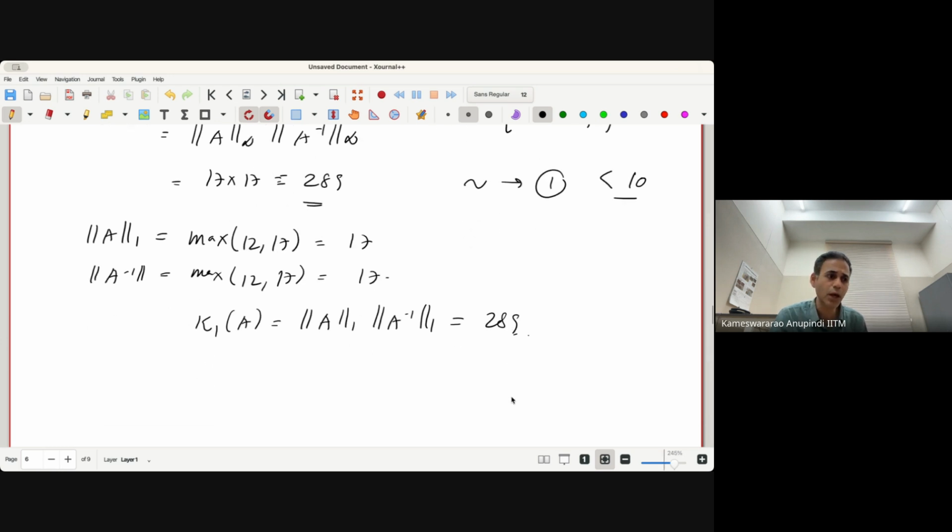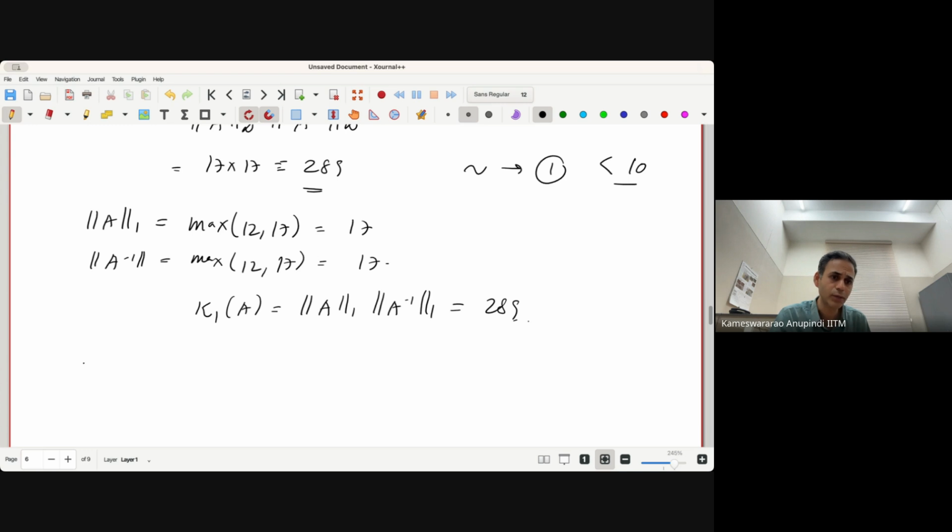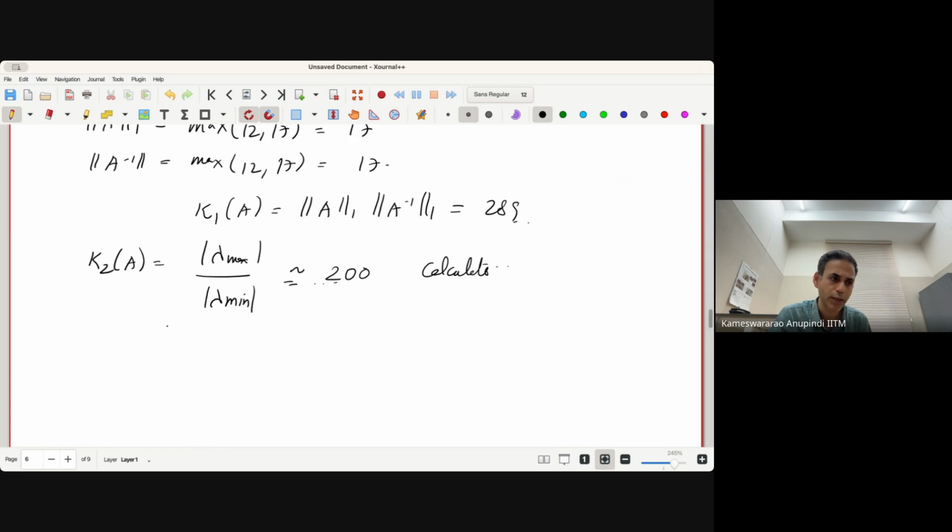Now, you can also calculate the eigenvalues of this problem, and then calculate K2 of A to be lambda max divided by lambda min. That will also come out to be around 200. That you can calculate later. So how do I do that? We have this matrix, so A minus lambda I equal to 0. That means we're going to write it as the determinant of 7 minus lambda, 10, 5, 7 minus lambda, equal to 0.